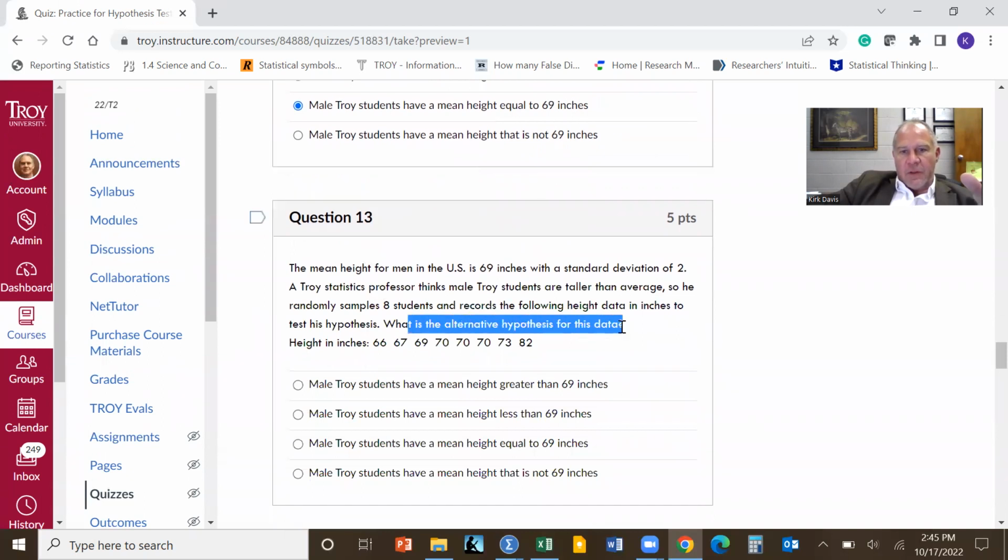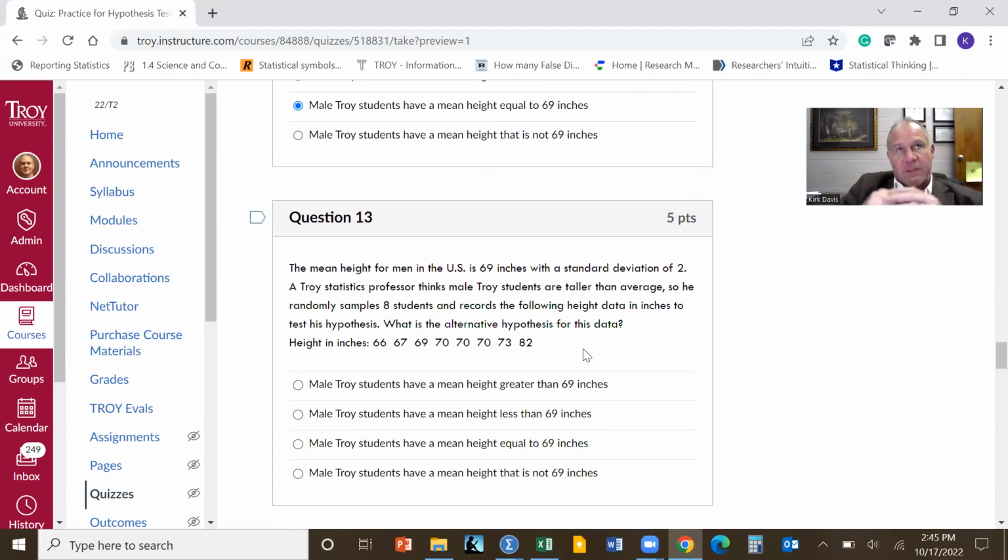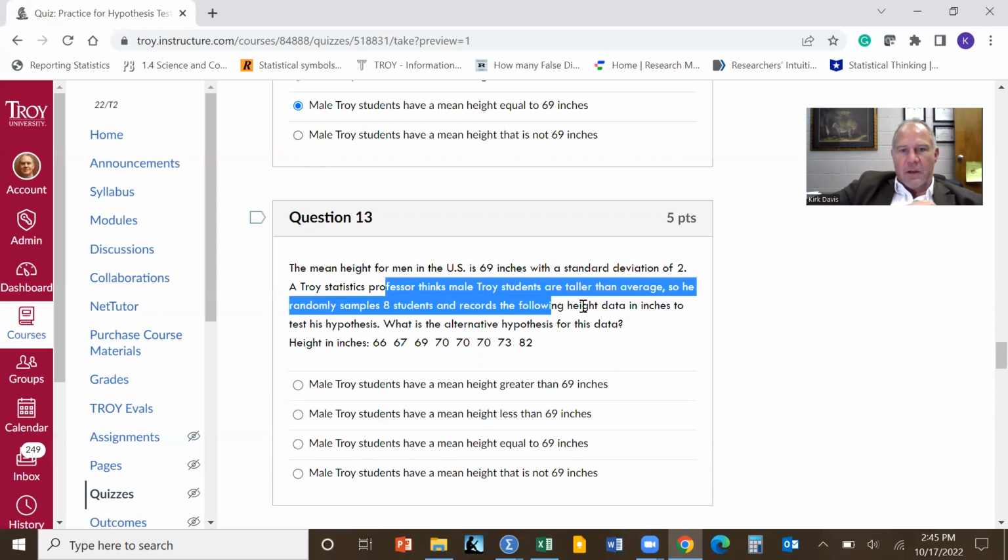What is the alternative? So remember, alternatives can be one-tailed or two-tailed. So we know it's not this guy. This is our null hypothesis. The alternative hypothesis, if it's non-directional, if it's two-tailed, is simply going to say Troy male students are different in height. They are not 69 inches tall. But we didn't make a non-directional prediction. We made a directional prediction. He thinks they are taller.